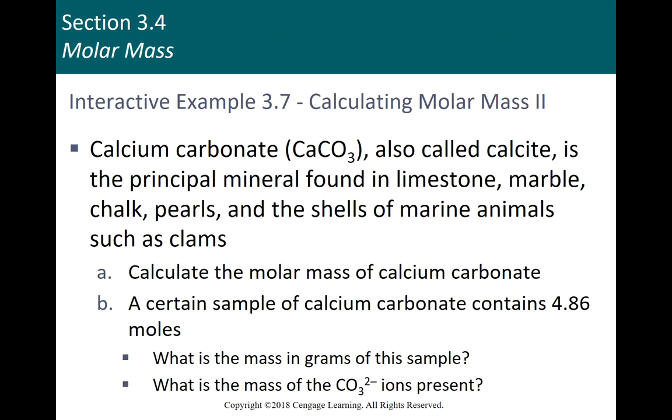So calcium carbonate, also called calcite, is the principal mineral found in limestone, marble, chalk, pearls, and the shells of marine animals such as clams. First thing we're going to do is calculate the molar mass of calcium carbonate, and then use that information to determine the mass in grams of a 4.86 mole sample, and then determine what the mass of the carbonate ions themselves is.